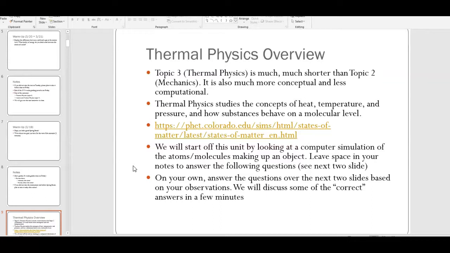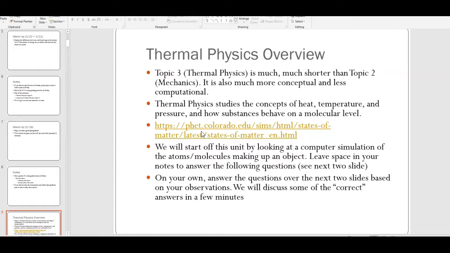Okay, so topic 3 is way shorter than topic 2. It's also a lot more conceptual and less computational, although there are going to be calculations that we'll be seeing. So this unit has to do with things like heat and temperature and pressure and how objects behave on the atomic and molecular level. And a lot of the concepts that we're going to be talking about should be somewhat familiar to you. You should have learned about some of these things in your other science classes. So for a lot of you, topic 3, thermal physics, is going to be easier than topic 2, just for that reason.